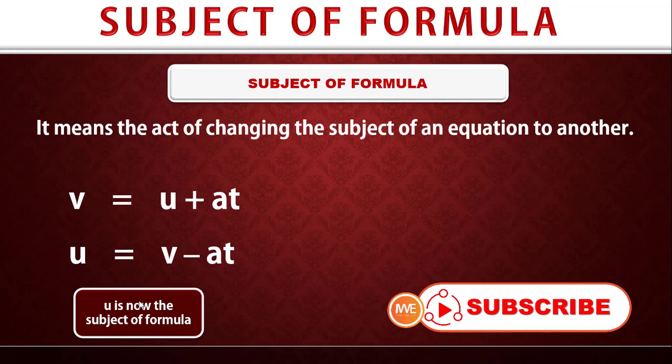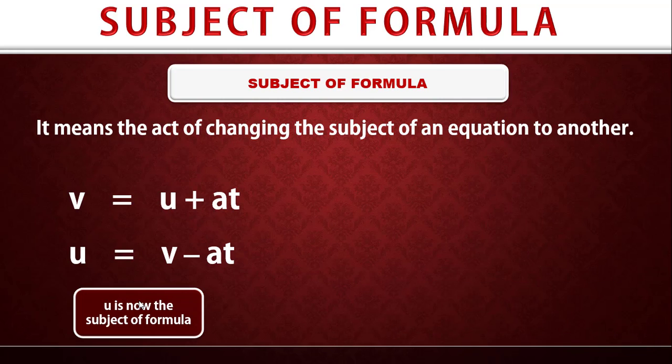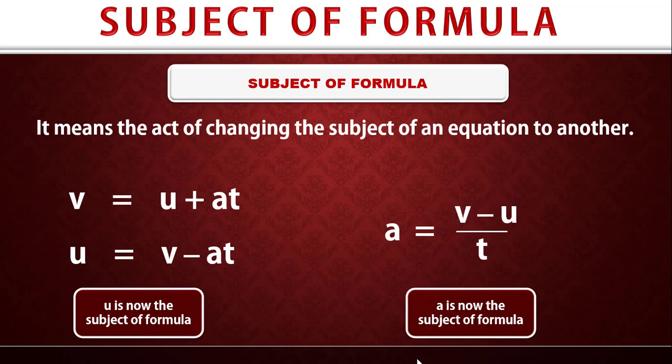Then in another example, you might be given to make a the subject of the formula. And when you're making a the subject of the formula, that means you have a = (v - u)/t. So in this particular example here, a is the subject of the formula. So just sit back, I will show you different examples of how you can solve your subject of formulas.